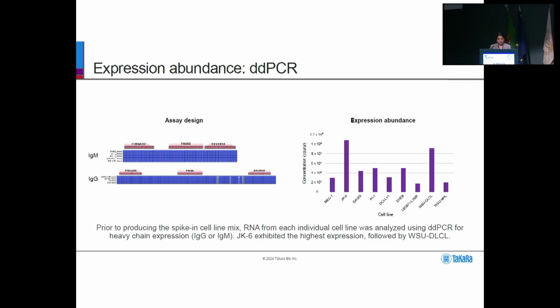Apart from doing the NGS assay, we also did the ddPCR assay. For the ddPCR assay, the assay was designed using the sequencing shared by FDA for the cell lines. I'm here only showing the heavy chain data. From the ddPCR assay, we saw that JK6 is the most abundantly expressed cell line, followed by WSU, DL, CLC. This data is also similar to the whole transcriptome and whole genome analysis done by FDA along with Illumina.